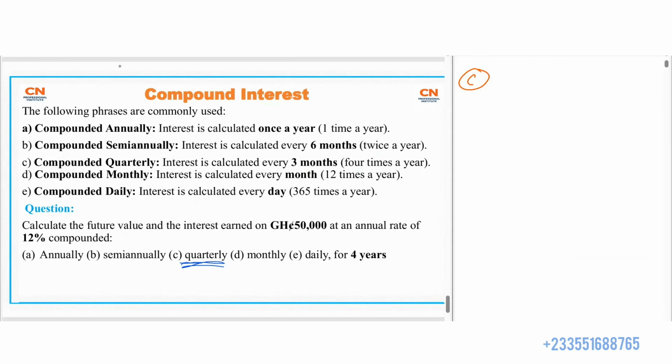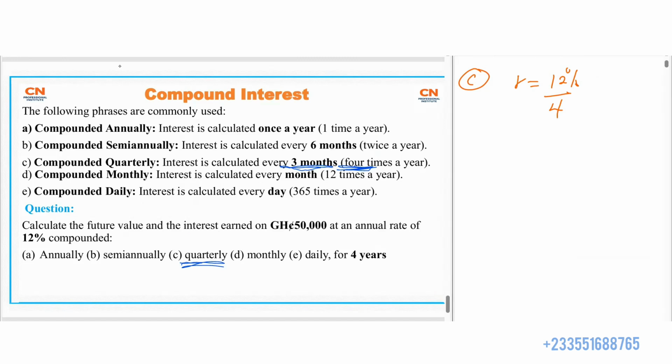So what happens is that for your quarterly rate, okay, it is 12% divided by what? You have to divide by 4. Okay. Why are we dividing by 4? We said that if it's compounding quarterly, that if it's compounding every 3 months, then it's going to compound 4 times in a year. So divide the rate 12% by the 4.